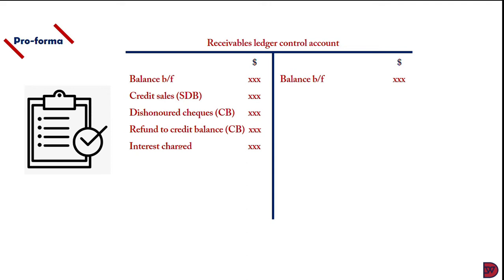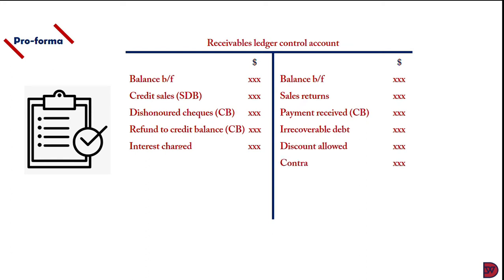This is when they had overpaid for a particular period, which we bring to the current period. Sales returns is credited here. Payment received, this is normally picked from the cash book. Recoverable debt. So when a debt is deemed not to be payable, discount allowed, contra, we credit it here. Then we close it out.